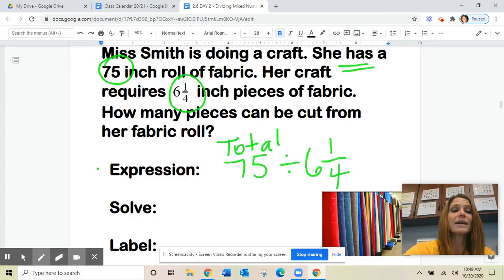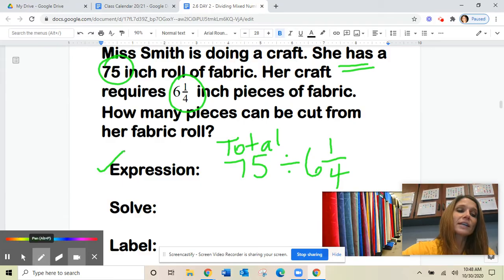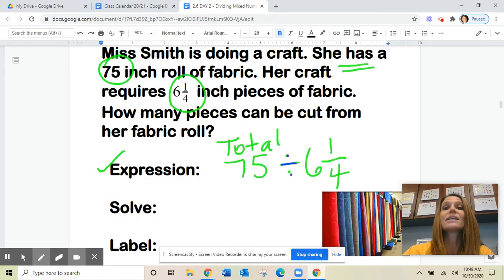Now that I have my expression written, I can solve it. And I know that part of solving an expression like this with division and some mixed numbers is to first prepare my mixed number as an improper. So I'm going to take that piece size, 4 times 6, 24, plus 1 more is 25.